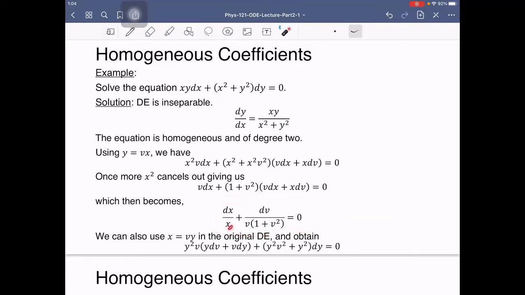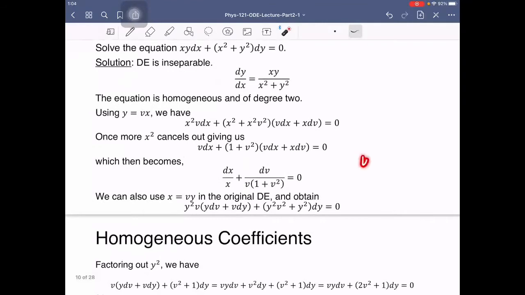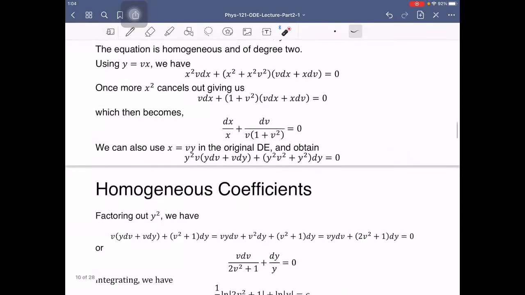Okay, so we have dx over x plus dv over v times quantity 1 plus v squared is equal to 0. And now this is a separable. So, separate na yung v and x natin. So, marami rin pwedeng gawin, no? Pwede ka rin, instead of y is equal to vx, pwede rin x is equal to vy. You can also do that, no? So, if you do that, palitan mo lang yung x ng vy. So, you have this equation.